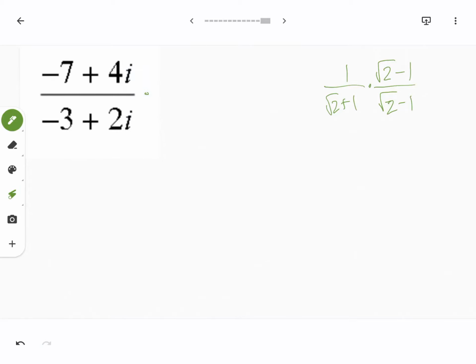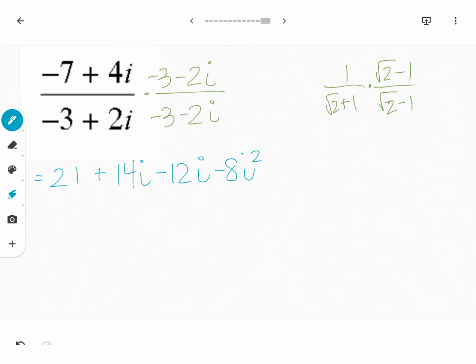For this problem, you're still going to multiply by the conjugate, so I'm going to change the middle sign, so it's going to be negative 3 minus 2i. And then we're going to FOIL this all the way out. Take a second and try to FOIL it, and then play the video to make sure you did it correctly. On top, you should get 21 plus 14i minus 12i minus 8i squared over 9 plus 6i minus 6i minus 4i squared.